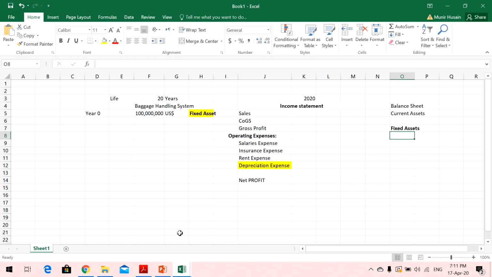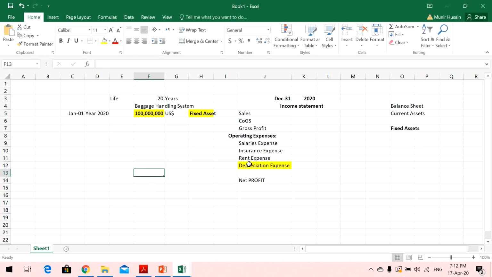Now how will it be reported in the balance sheet as well as in the income statement? Let's say this is when we acquire this one. Let's say we acquire it in 2020 on January 1, in the beginning of a year, and now at the end of the year, December 31, we prepare our financial statements. Now this is the cost. Remember, the amount of money we spend is this one, $100 million.